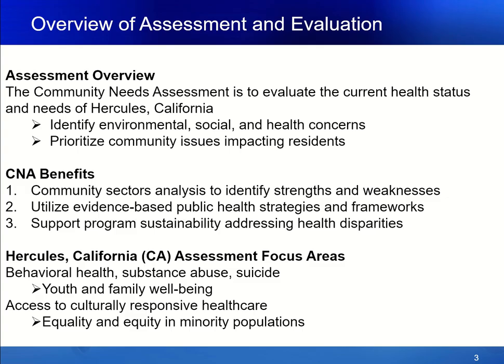The purpose of this community needs assessment was to evaluate the current health status and needs of the Hercules community and identify priority concerns affecting residents, which can be environmental, social, and health. Then prioritize the issues for actions to take for improvement. Benefits of this assessment is it identifies strengths and gaps within the community, it uses evidence-based public health strategies, and supports the development of long-term health improvement by addressing health disparities.